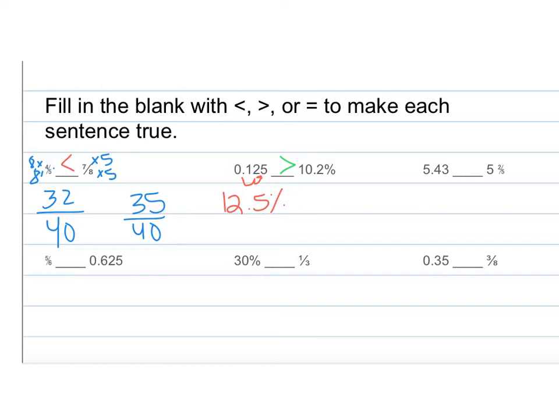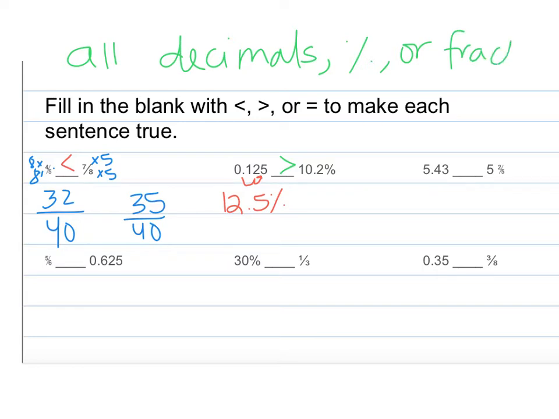Okay, so whatever you're doing, you have to get them to be the same form. So make them all decimals, percents, or fractions. And if you're making them fractions, they have to have the same denominator. Once you have those, then it's easier to compare.